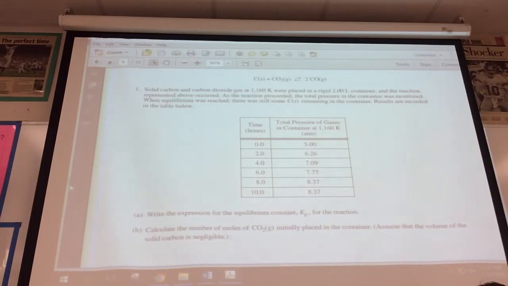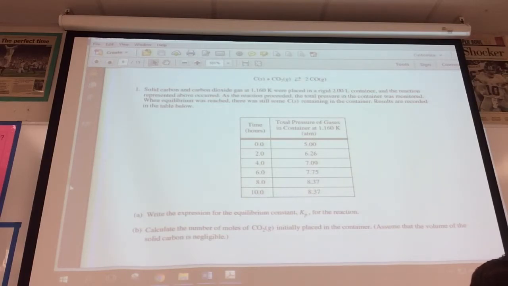I have one question before we start. If I throw more carbon in that reaction, is there an effect on equilibrium? No, because carbon is a solid. Careful. Alrighty. Now, they gave you a table, the dreaded data table. Well, that's enough to make anyone freak out. Time versus total pressure of gases in the container at 1160 Kelvin. At what time is equilibrium established? 8 hours. 8 hours. Good.